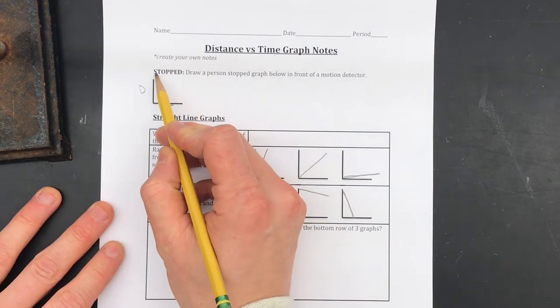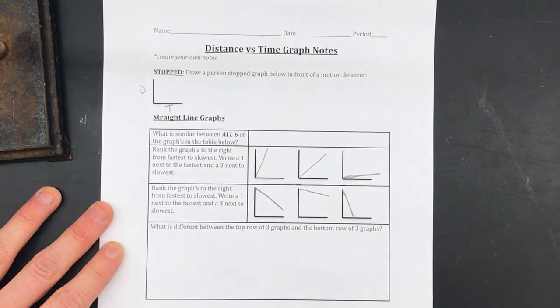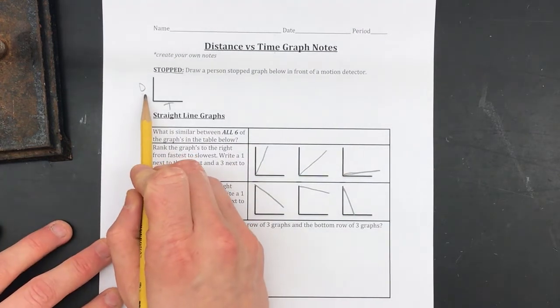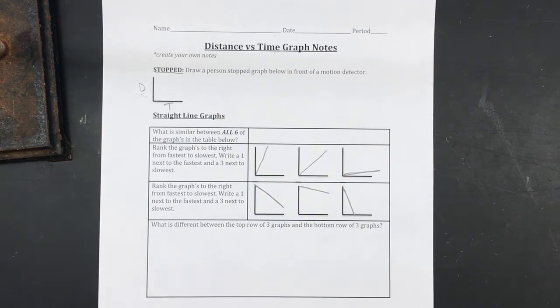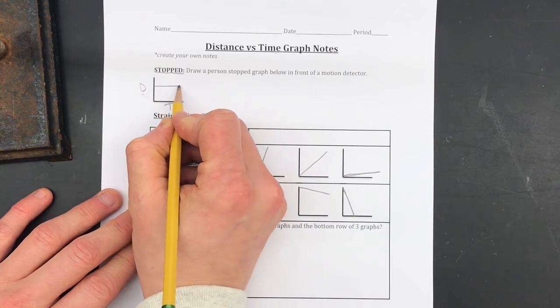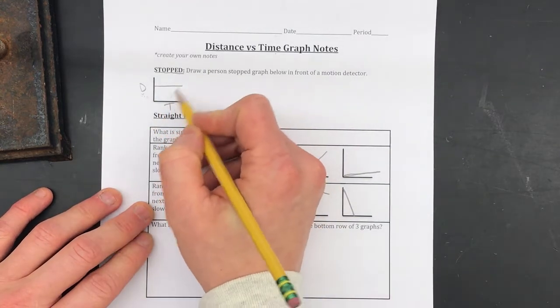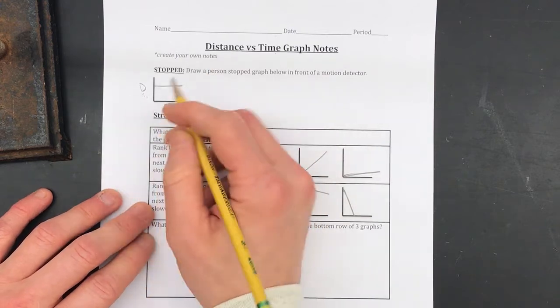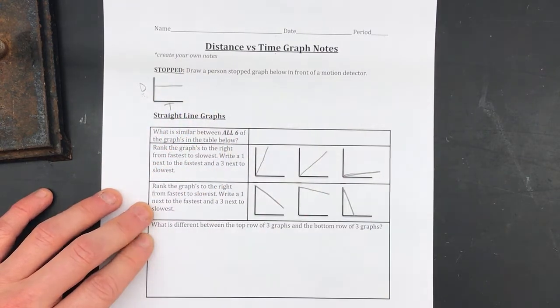So the first thing we're going to look at is somebody who's stopped. What does that look like? Well, when you're stopped, where you are, your position or your distance, doesn't change, okay? It doesn't go up and it doesn't go down. So that's why distance versus time for stopped looks like a flat line, like that. It doesn't curve upwards, or incline, or decline. It's flat and straight. All right.